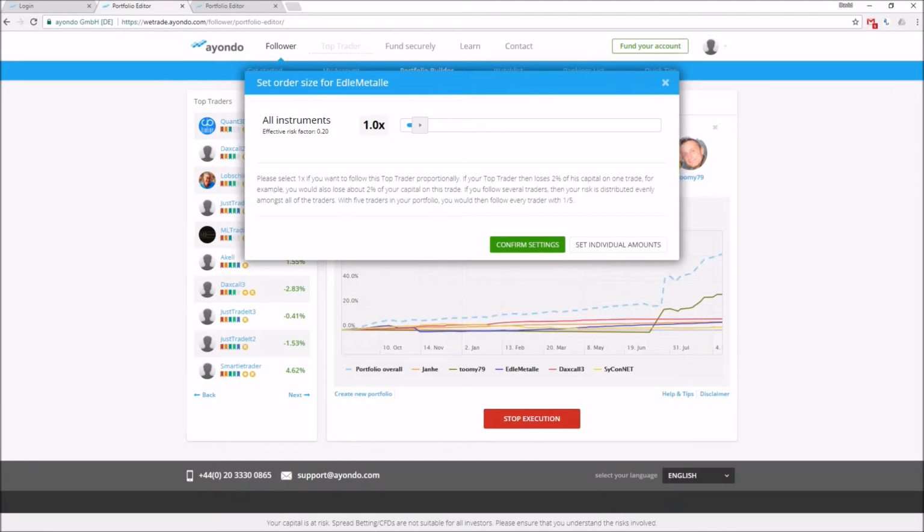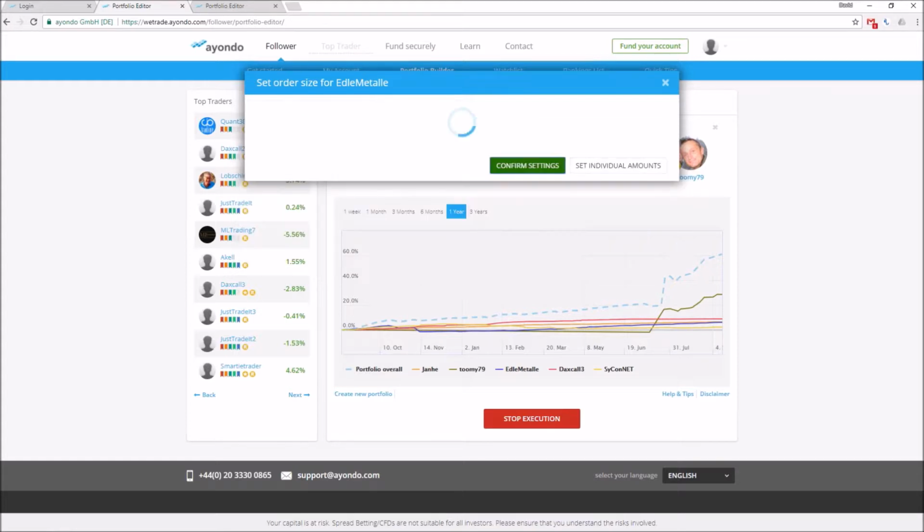So if I've got confidence in Edel, and I'm following 5 of the traders, I need to bump that up to 5. So what that means now is if Edel risks losing 2%, I'm risking losing 2%. If I bump that all the way up to 10, if Edel is risking losing 2%, then I'm risking losing 4%. So I can magnify the risk that way. But if I put it at 5, when I'm following 5 traders, it means I'm risking the same percentage risk that Edel is. Let's click on confirm.